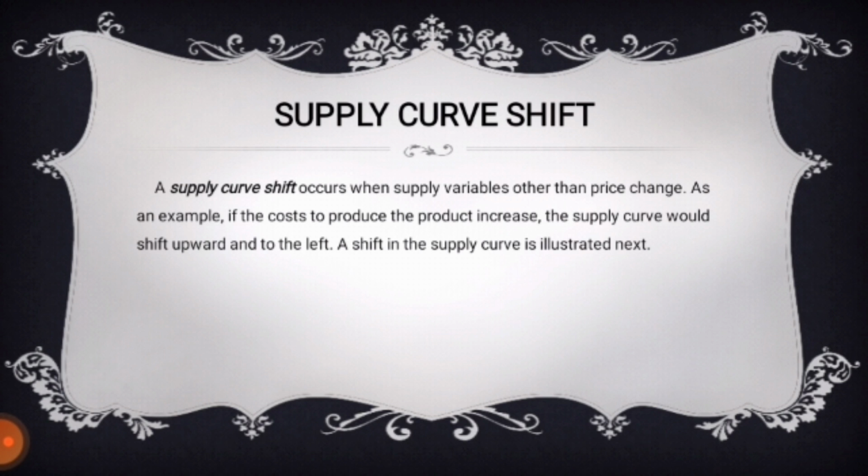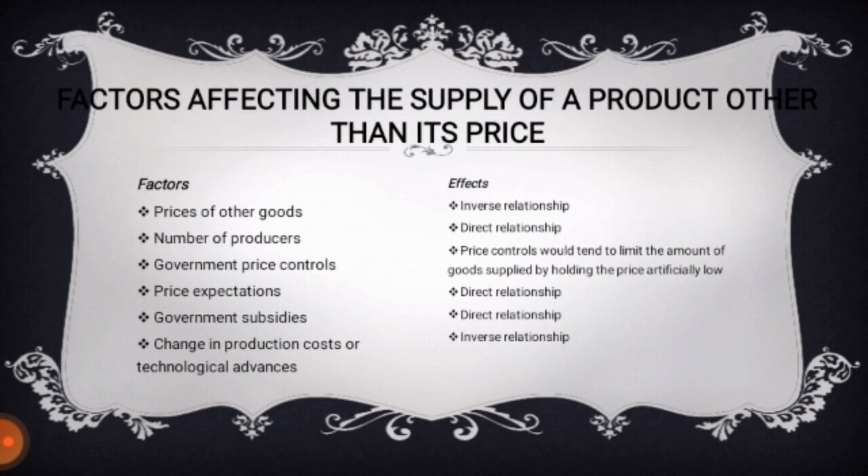An increase in supply shifts the supply curve to the right, while a decrease in supply shifts the supply curve to the left. Essentially, there is an increase or decrease in the quantity supplied that is paired with a higher or lower supply price. There are factors affecting the supply of a product other than its price.